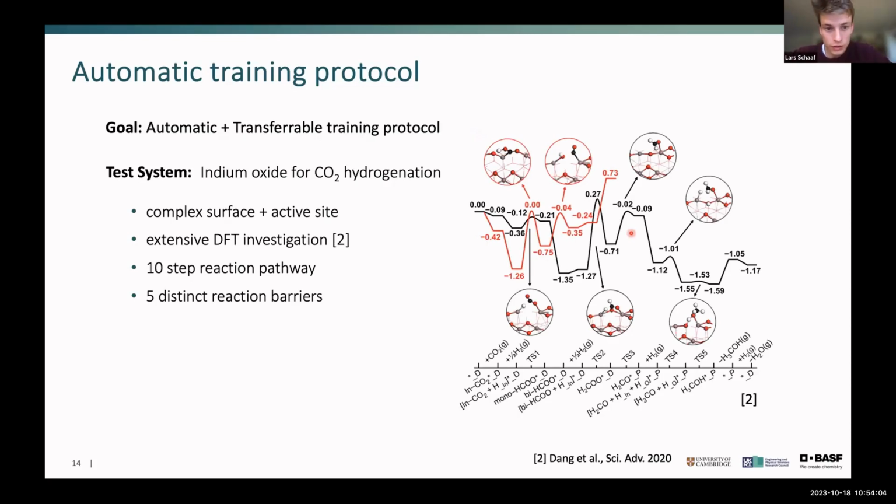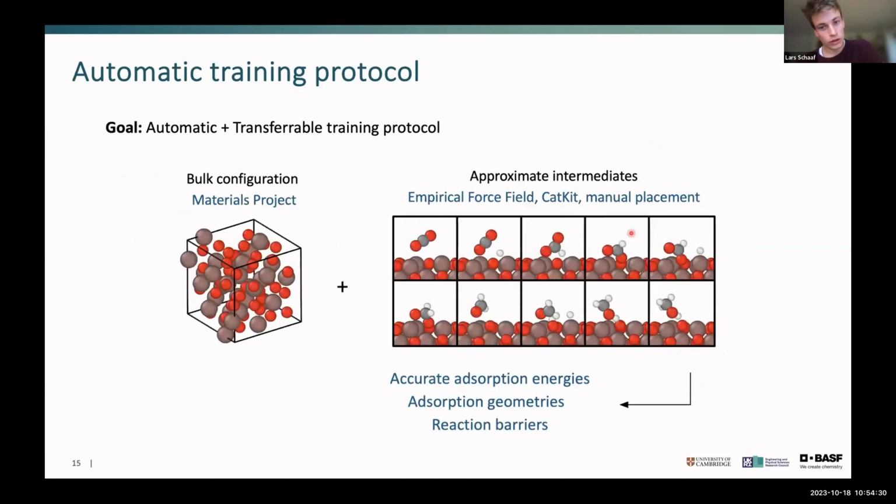So indium oxide surface, adding the complexity, a vacancy in the indium oxide. And we looked at the entire reaction pathway all the way from CO2 to methanol. So CO2 hydrogenation to methanol, there's 10 intermediates, 5 distinct reactions. So relatively complicated. And we wanted to see, can we create kind of an automatic training protocol that can really be used to train a force field.